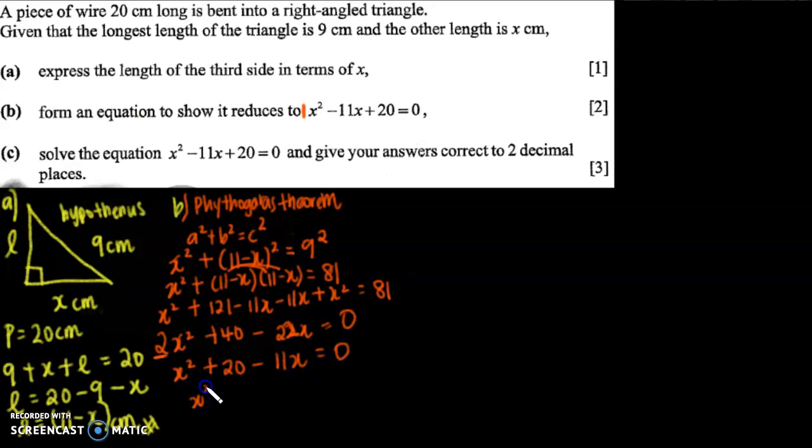Alright, so let me just shift it around. x squared minus 11x plus 20 equals 0. And there you go. So let me write down, it's proven. Okay, so that's for part B.